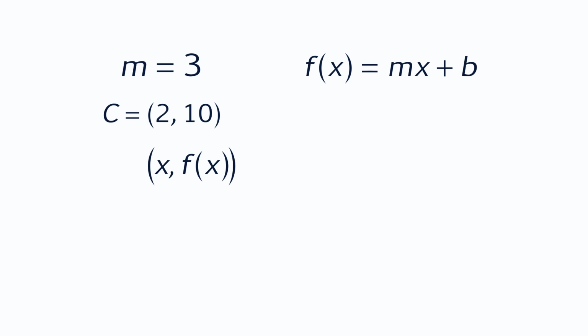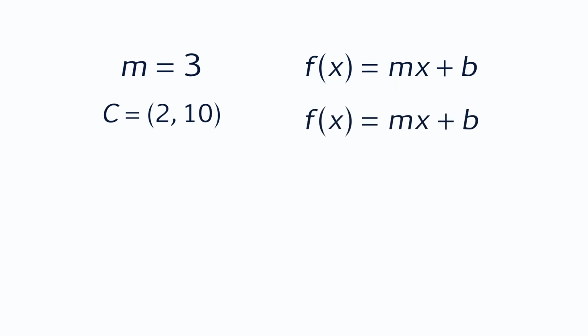Let's look closely at the function. f of x equals mx plus b. Until now, you've inserted values for m, x, and b to solve for f of x. But you can also insert values for f of x, m, and x to find b.